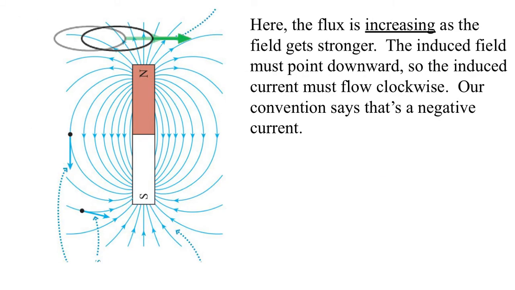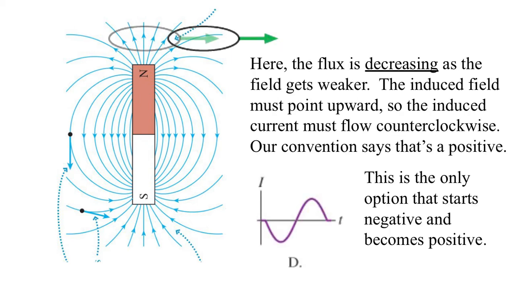All right, here, when we're on the left of the magnet, still approaching the magnet, the flux is increasing as the field gets stronger. The induced field must point downward, so the induced current must flow clockwise. Our convention says that's a negative current. On the other hand, as the loop leaves the magnet, the flux is decreasing as the field gets weaker. The induced field must point upwards, so the induced current must flow counterclockwise. Our convention says that's positive. This is the only option that starts negative and becomes positive, so it must be option D.